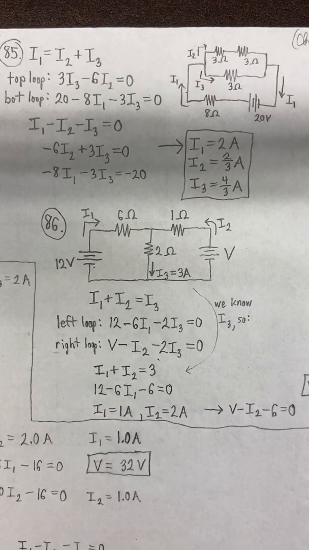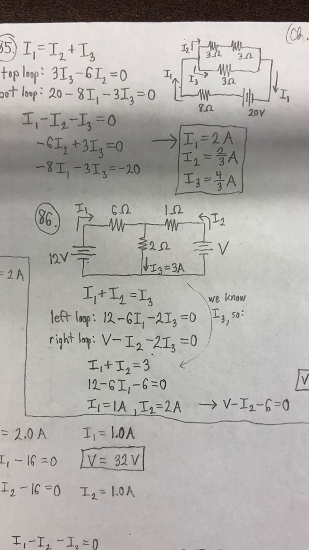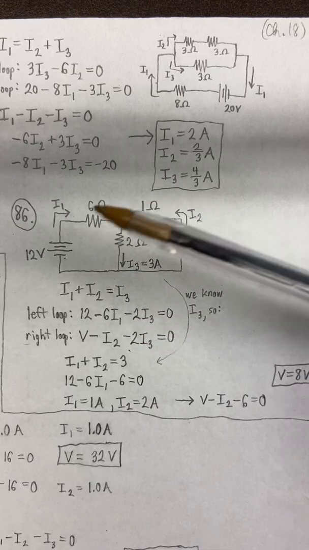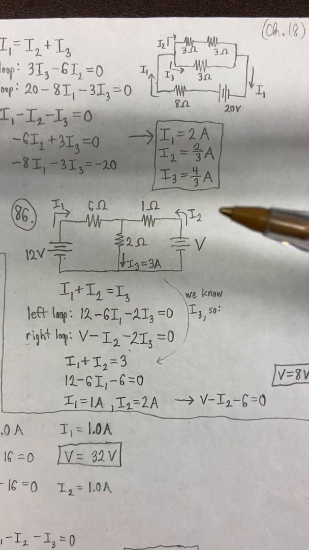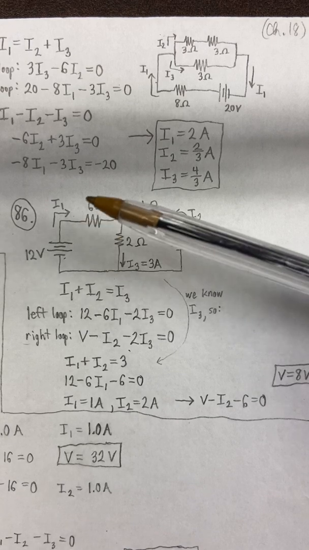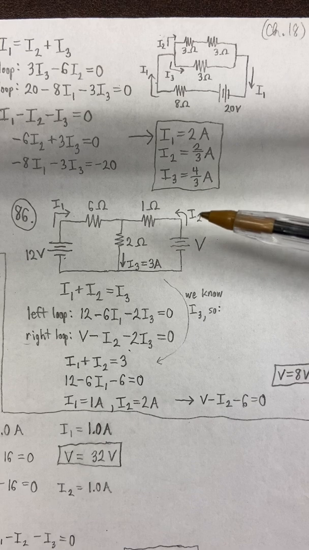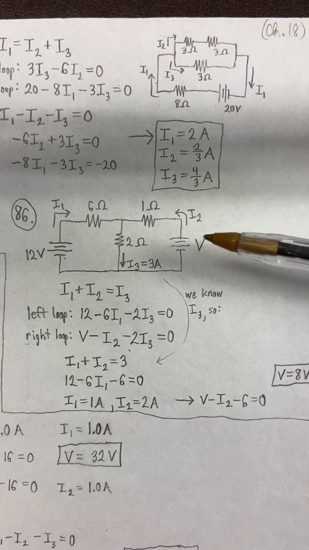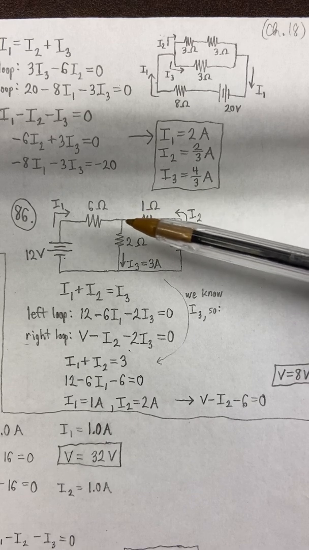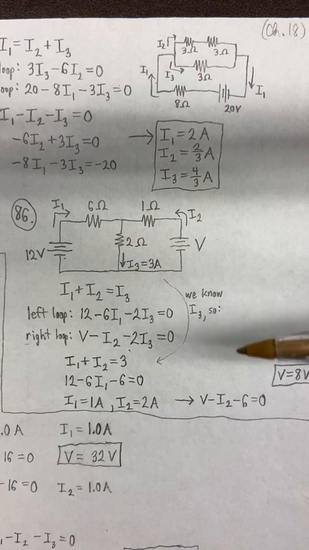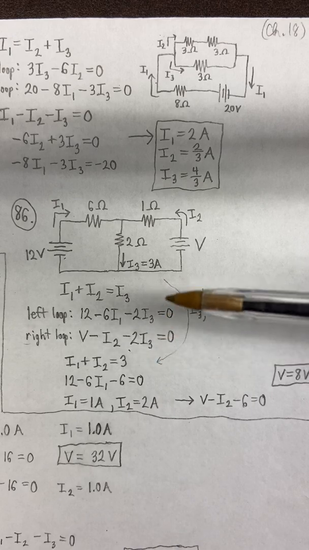Okay, 86 then. Actually, I just realized that I went out of order, but it doesn't matter. So 86, we look at this diagram, we can see that we've mapped out the currents. I1 comes off the top, or the positive terminal, of the 12-volt battery, I2 off of the unknown voltage battery. And then they meet in the middle at this junction and combine to make I3. So I1 plus I2 equals I3, junction rule.